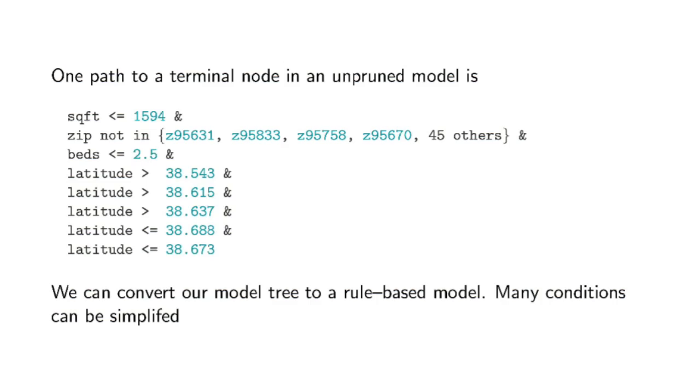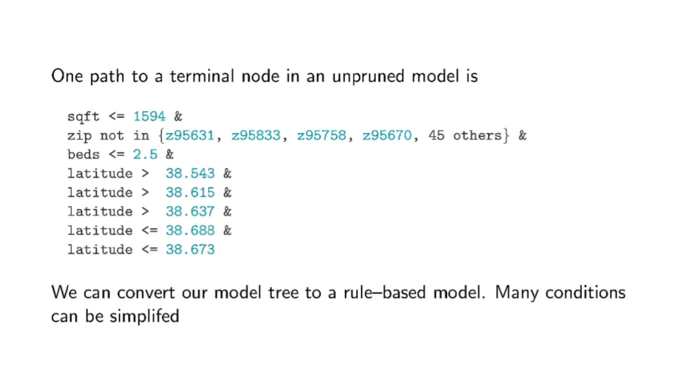All right, so in the model tree I fit, you could take one path through the tree, and it looks like this. We have square footage less than about 1,600. If the zip code is not in this group of about 49, if the number of beds is less than or equal to 2.5, and then you see a bunch of things about latitude, which apparently is very important when you're predicting here. So you see a bunch of rules for latitude.